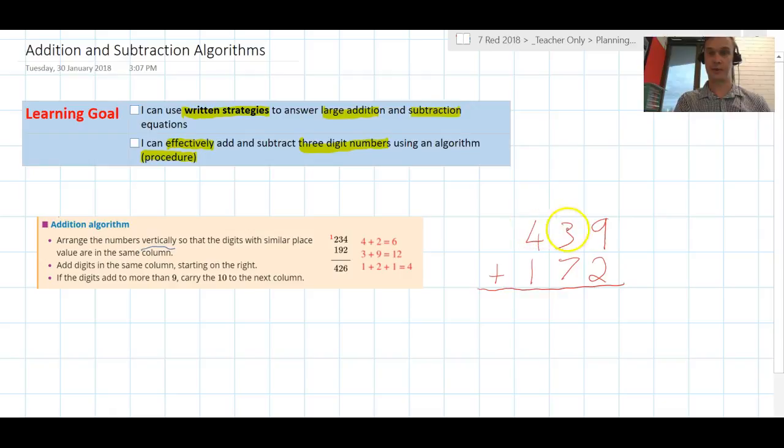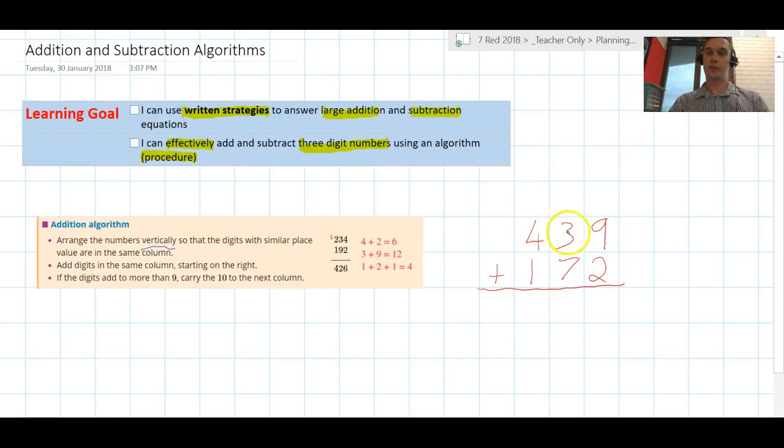So they're in the same column, so it goes from the rows and then it goes this way across in the column. And then finally, if there are digits that add up to more than 9, so it goes above 9, then you need to carry the 10 to the next column. I'm going to show you how we do that. So we're going to use this one first here as an example.